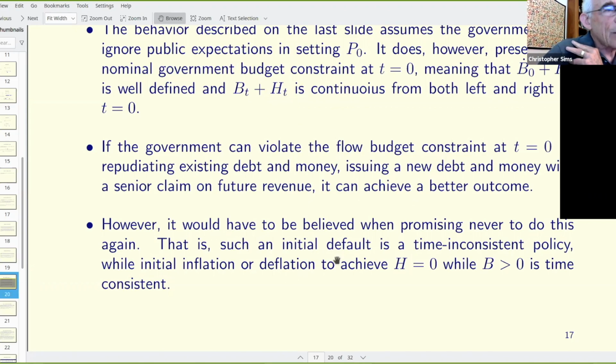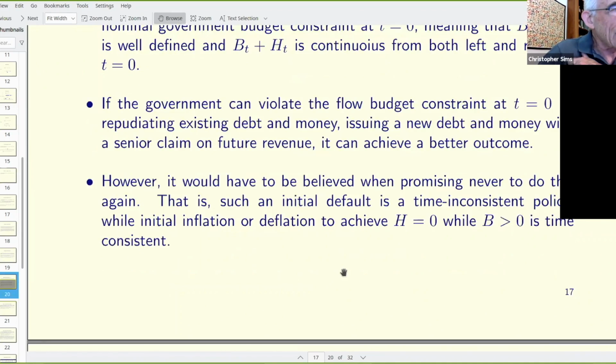That same kind of thing is going to be done again and again at every period if there are shocks in the economy. It's a time-consistent policy. The fact that you are going to do this inflation or deflation at the initial date doesn't imply that you have to convince people that you will never do something like that again. Whereas if you inflate away all your debt, that's relying very strongly on the notion that you can do that at time 0, but be believed when you commit not to do it again at later dates.